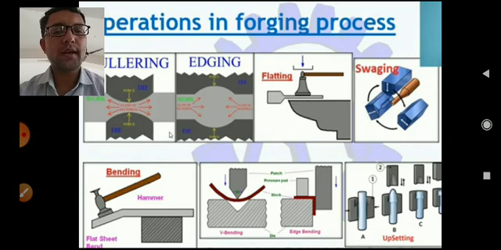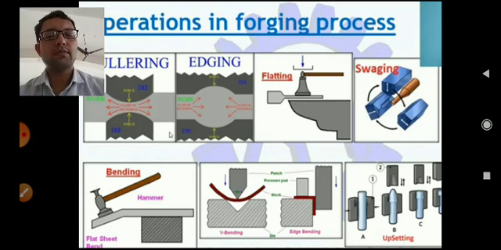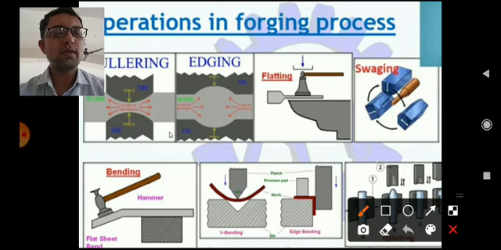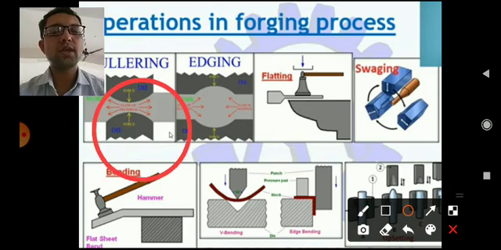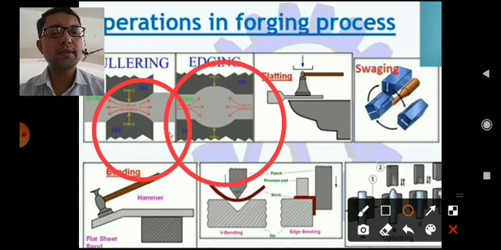Okay, like fullering. If you see the fullering, we have seen clearly what happens in fullering: the metal component is squeezed from inside, and so a stress concentration is also created. We apply force from the upper part and the lower part, and because of that the metal is deformed. Okay. Also there is edging.